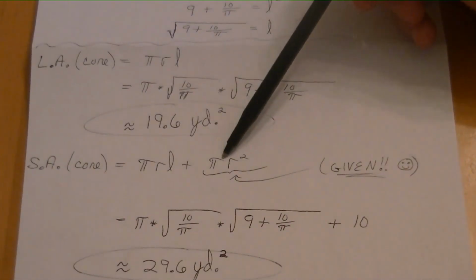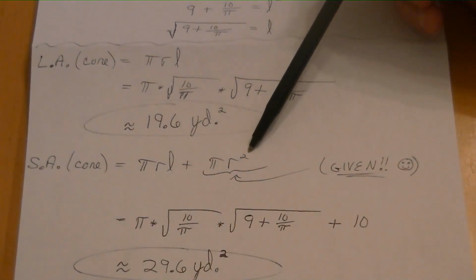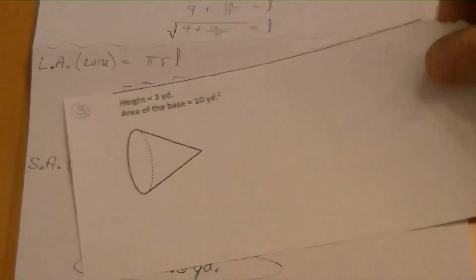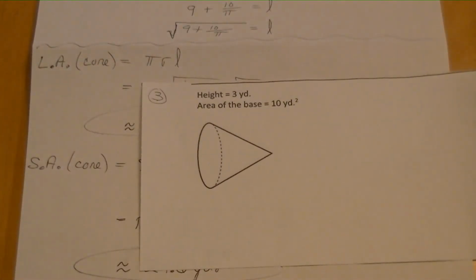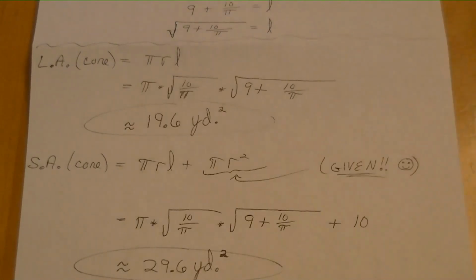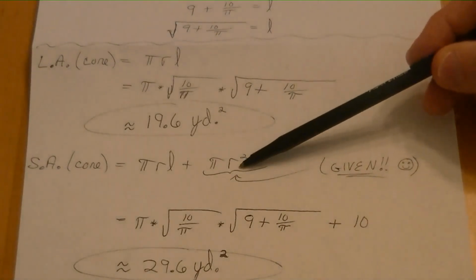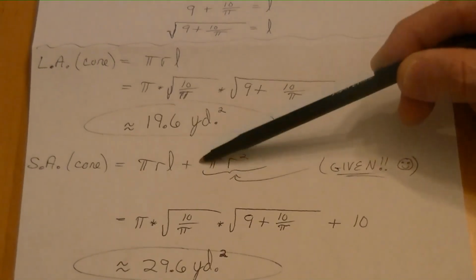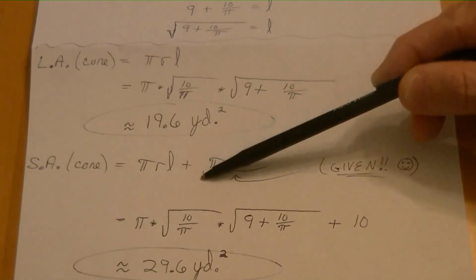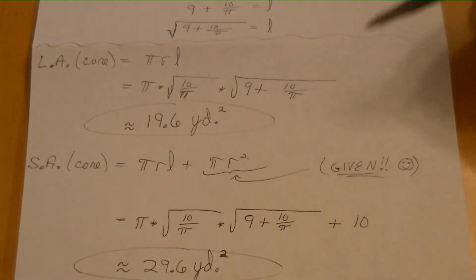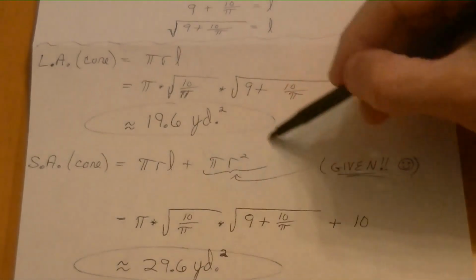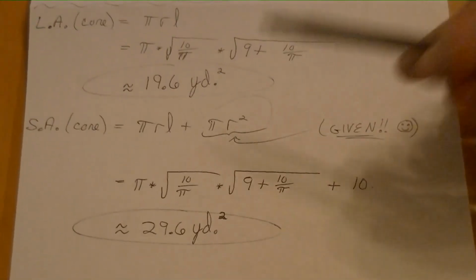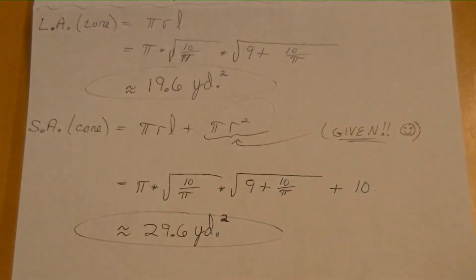because pi r squared, think about what that represents. That represents the area of the base. We were given the area of the base. It's 10. So sure, if you substitute the radius that we got of square root of 10 over pi in here, all of this will come out to be exactly 10, but why bother? If you're really paying attention, you'll recognize, oh, we know this number is 10. So if we just add 10 to our lateral area, we will get our surface area.